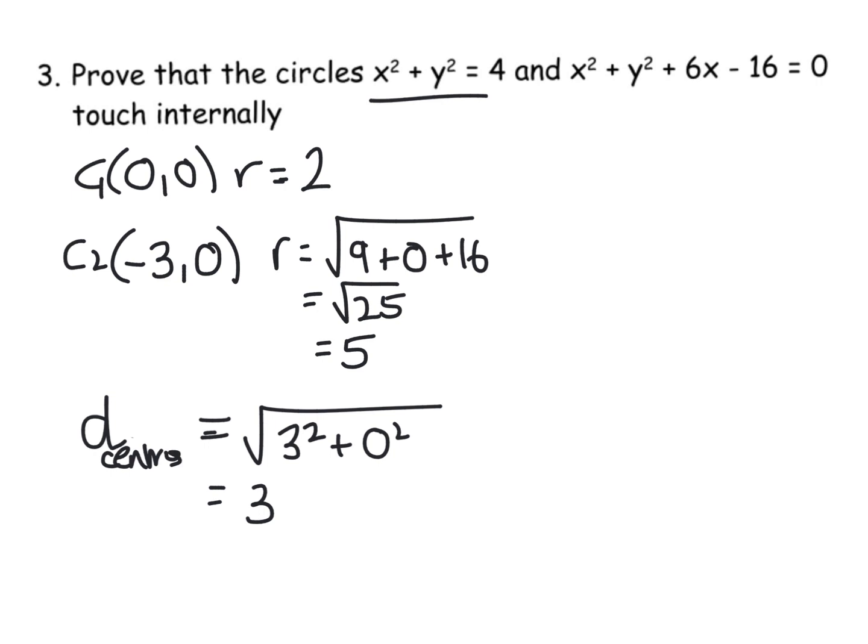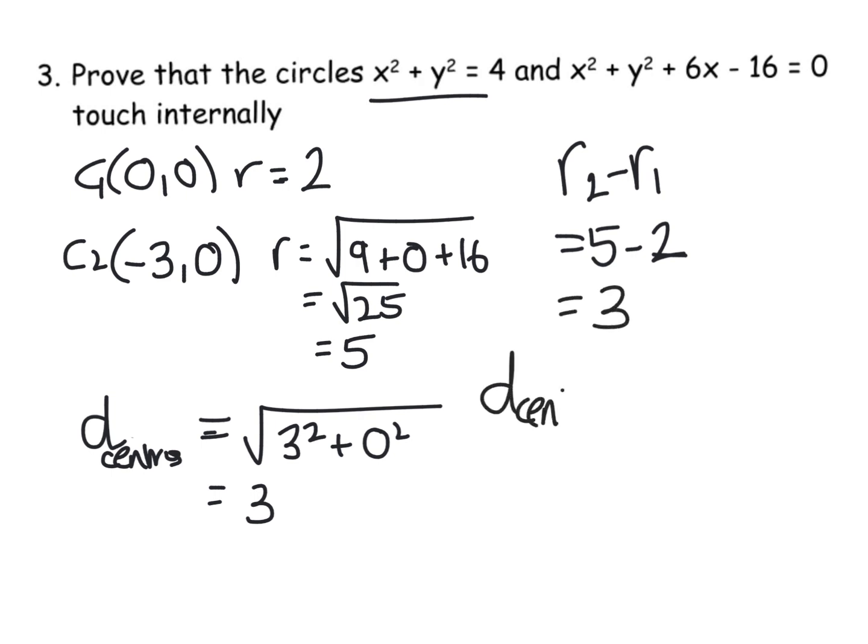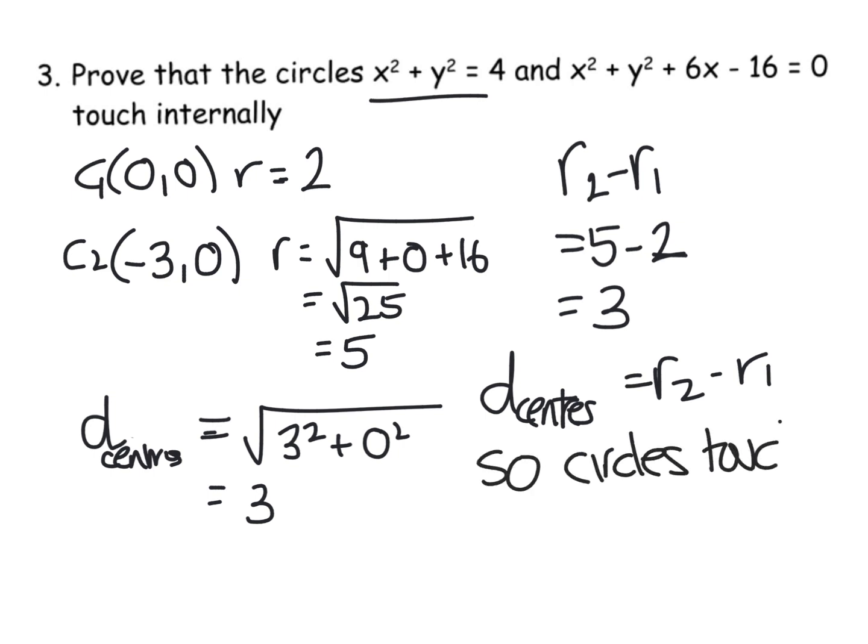Now, normally you'd do R1 plus R2, which would give 7, but at a quick glance, R2 minus R1 is 5 take away 2, which equals 3. So the distance between the centres equals R2 minus R1, so the circles touch. And this is the one where they touch inside, so they touch internally. And that's all you have to write to prove it. You don't need to draw a picture for that one at all.